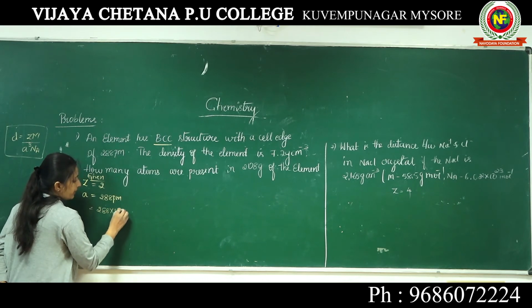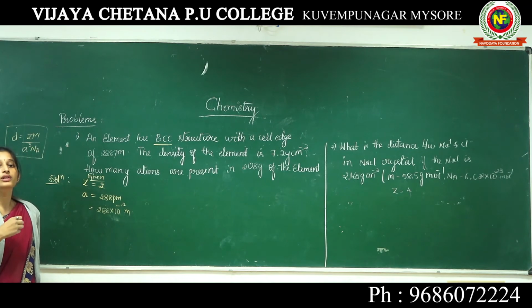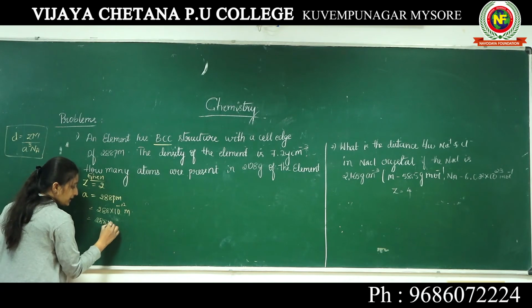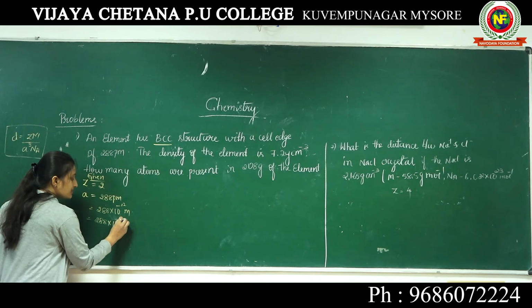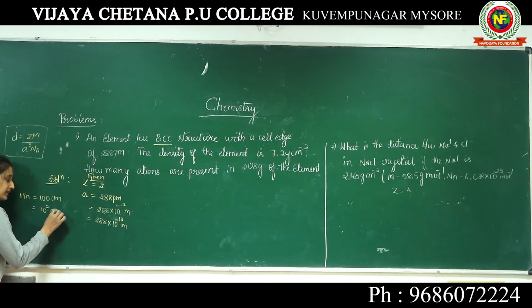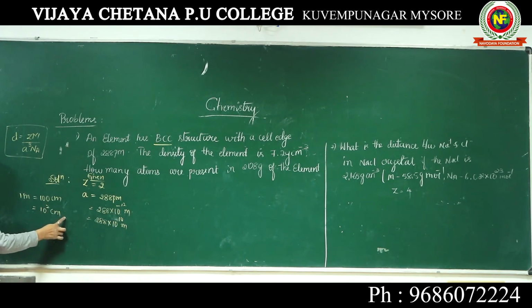288 into 10 to the power minus 12 meter. Same thing, I want in centimeter. That's why 288 into 10 to the power minus 10 meter. Why? 1 meter is equal to 100 centimeter. Got it? 100 means 10 to the power 2 centimeter. In the place of meter, 1 meter, shall I keep 10 to the power plus 2 centimeter?